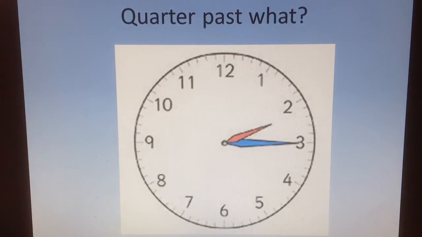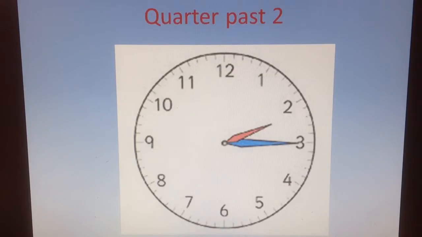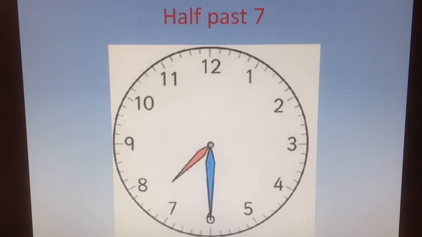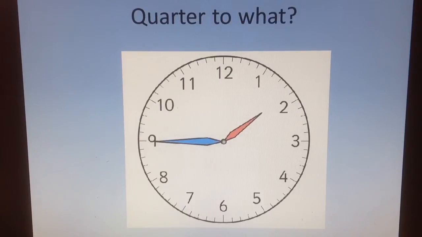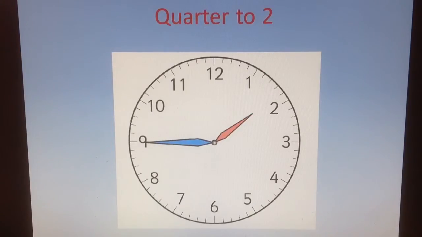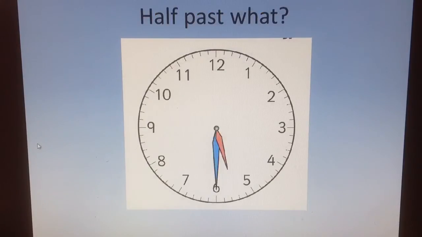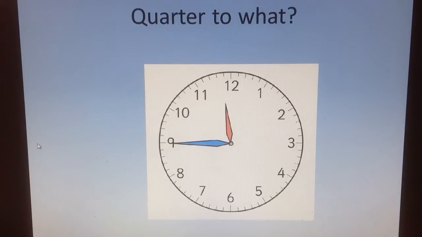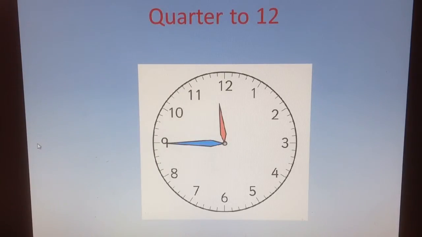Quarter past what? Quarter past 2. Half past what? Half past 7. Quarter to what? Don't get tricked. Quarter to 2, because 2 is the next hour coming up. Half past what? Half past 5. Quarter to what? Quarter to 12.